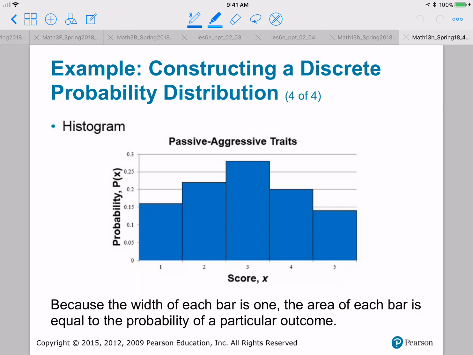Okay, so this is the graph of our probability distribution. Notice that our distribution is pretty symmetric. Do you see how it's pretty symmetric? So I'll say it's symmetric. The mode is 3, right? Because that's got the biggest probability.